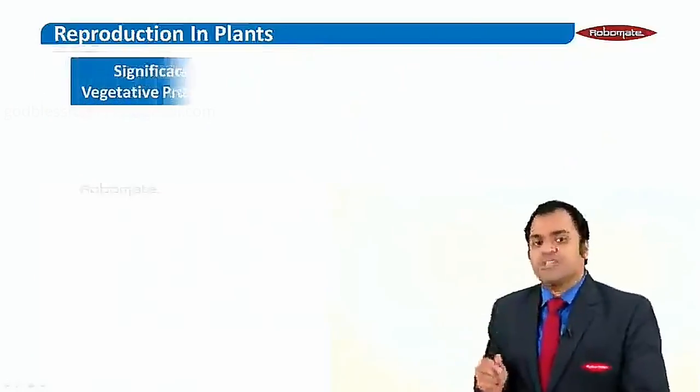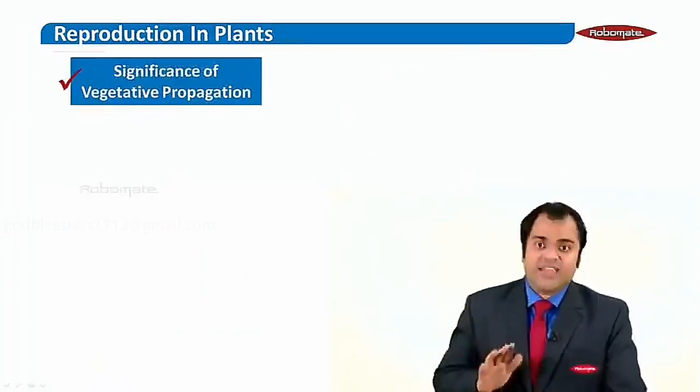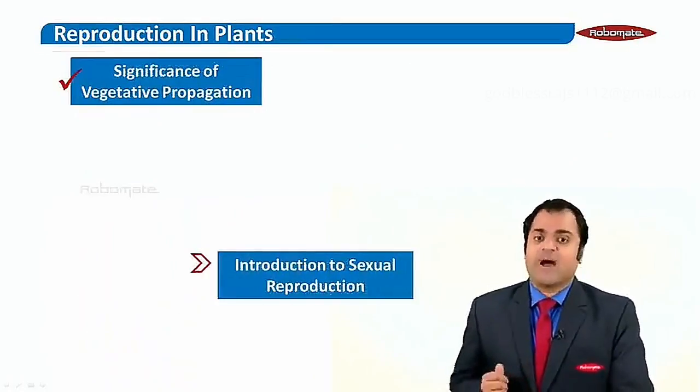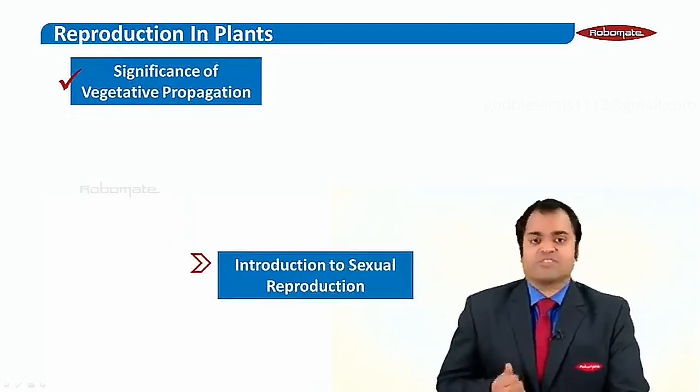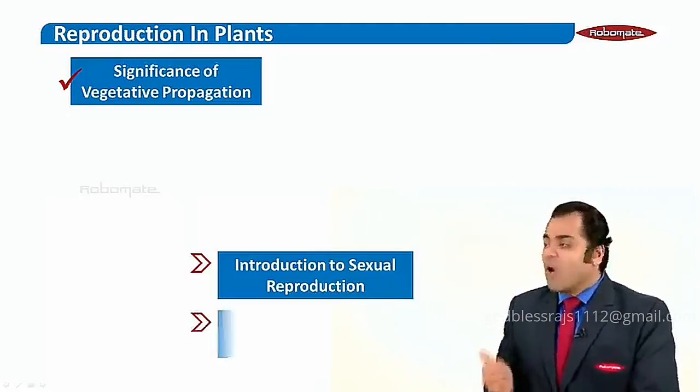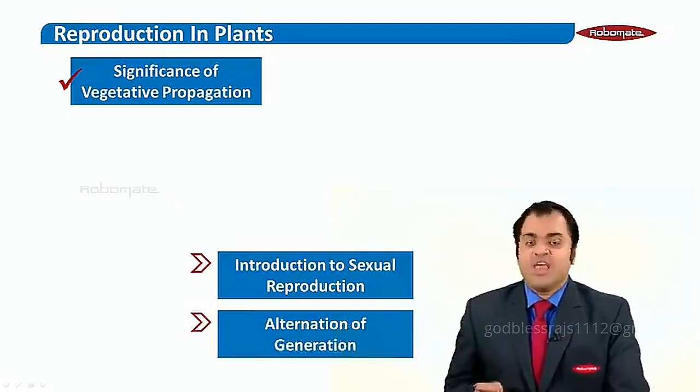So in this module, I have discussed the significance of vegetative propagation. In the next module, I'll introduce the process of sexual reproduction and also talk about something called alternation of generation in flowering plants.